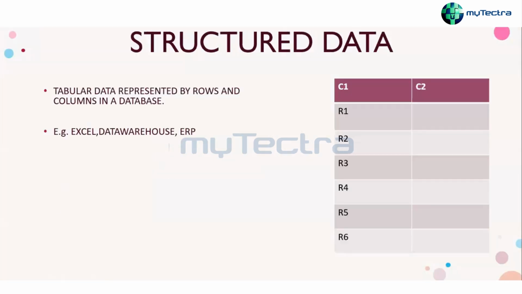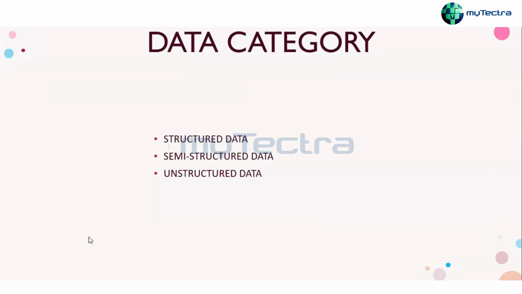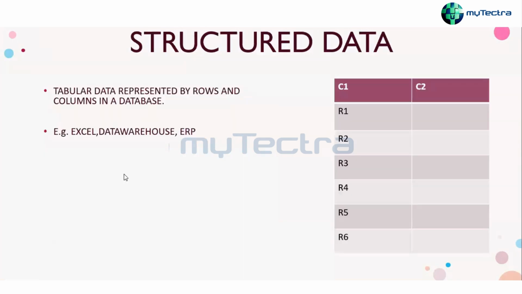Well, we can categorize data into three types. One is structured data, another one is semi-structured data, and the last one is unstructured data. In structured data, the details will be stored in the form of columns and rows.